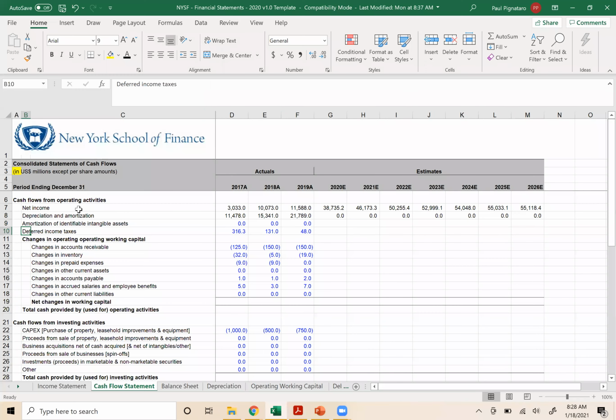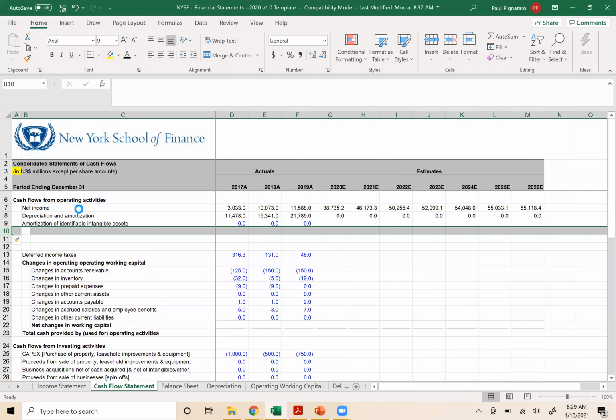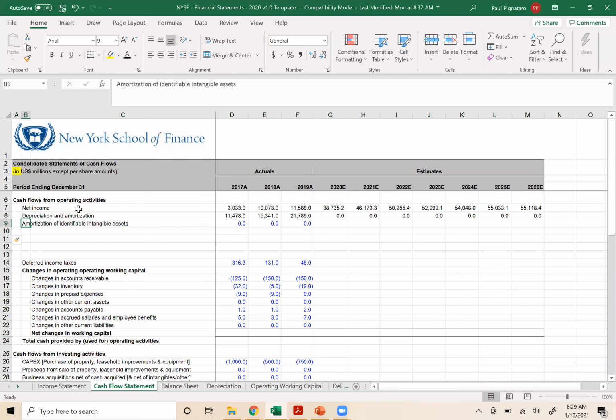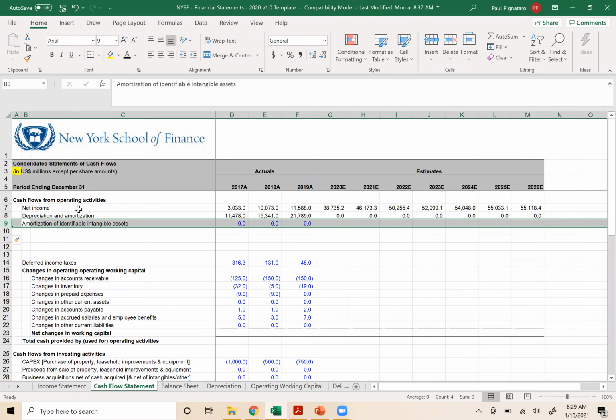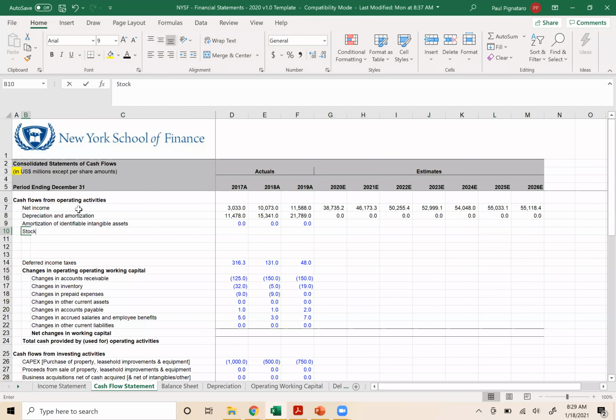A quick way to add rows: I'm going to add rows above deferred income taxes. So I'm going to hold down Shift Spacebar, which highlights the row. To increase, Control Shift Plus, 1, 2, 3, 4. Okay, I'm going to keep this line item because it's such a standard. I just want this in my template, but I'm going to add underneath it stock-based compensation.